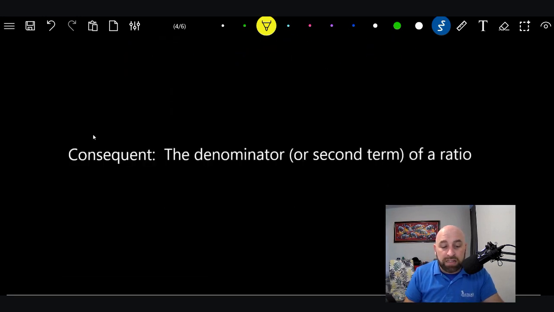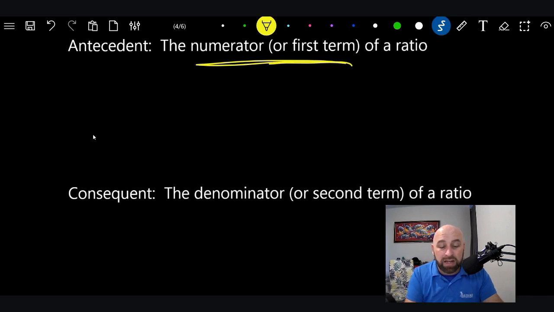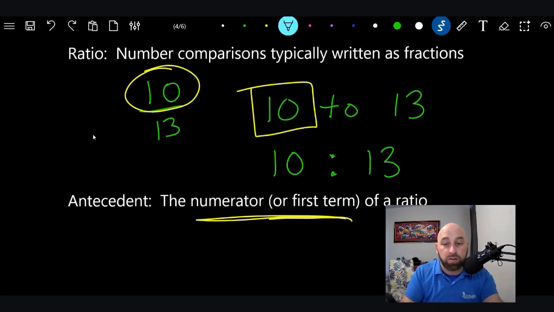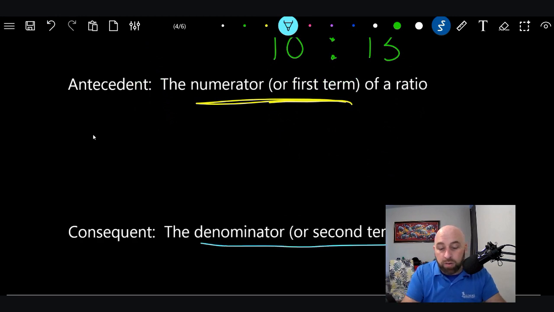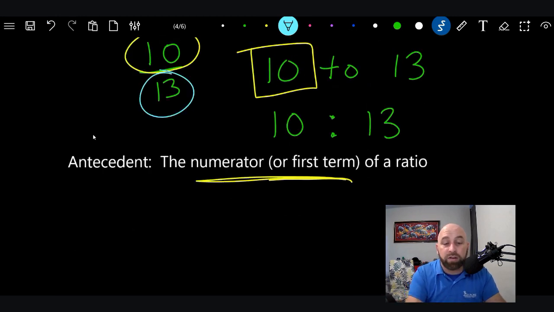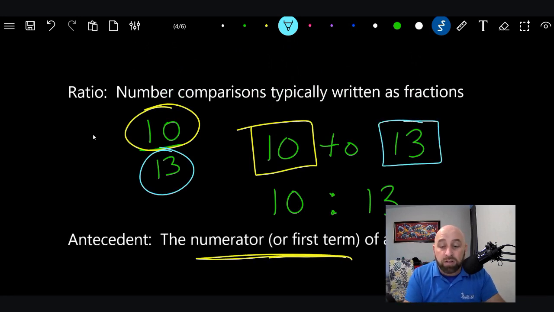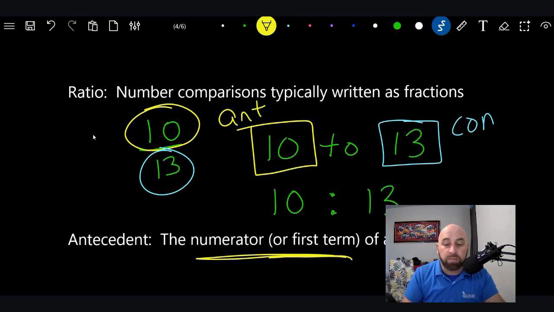The next idea is called the consequent. Now, it's not consequence. It's a little different. It's consequent. And the consequent is, and I'll change the color here so you can see this, the denominator or the second term. So what's the denominator? The 13 is the denominator, and the 13 is the second term. So this would be the consequent, and this would be the antecedent. The 10 is the antecedent, the 13 is the consequent.